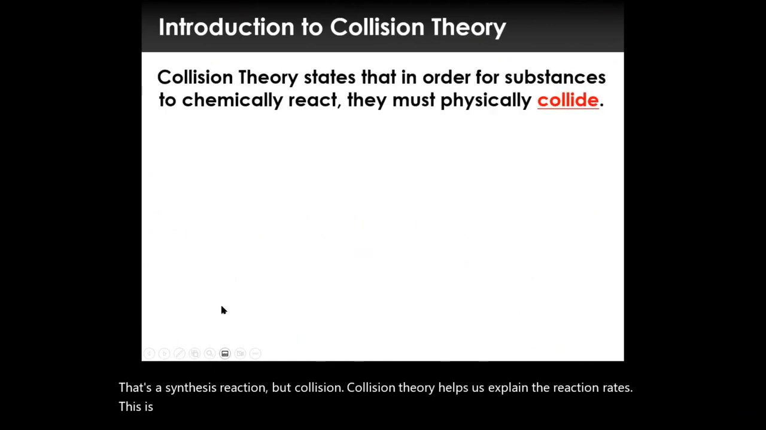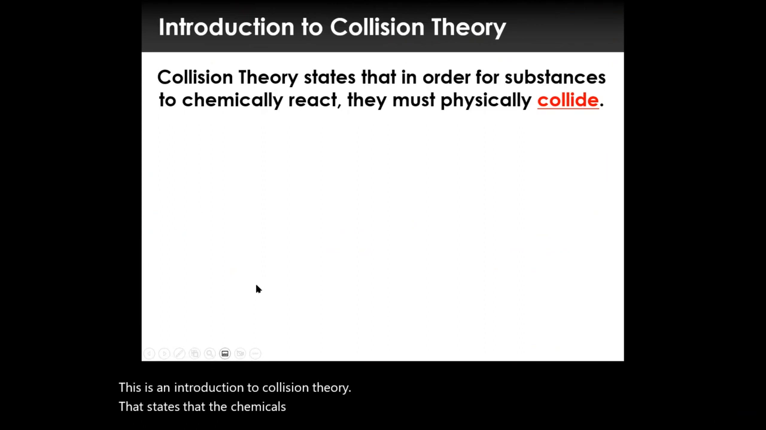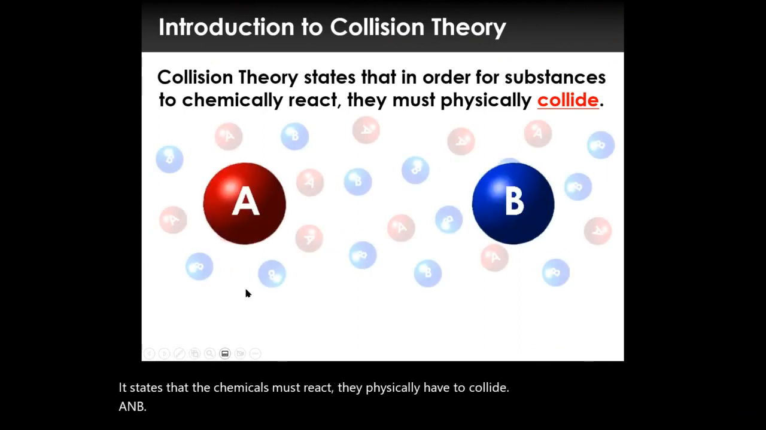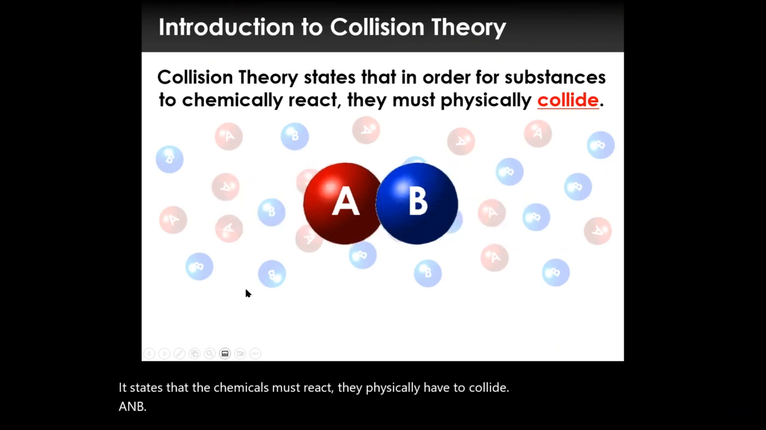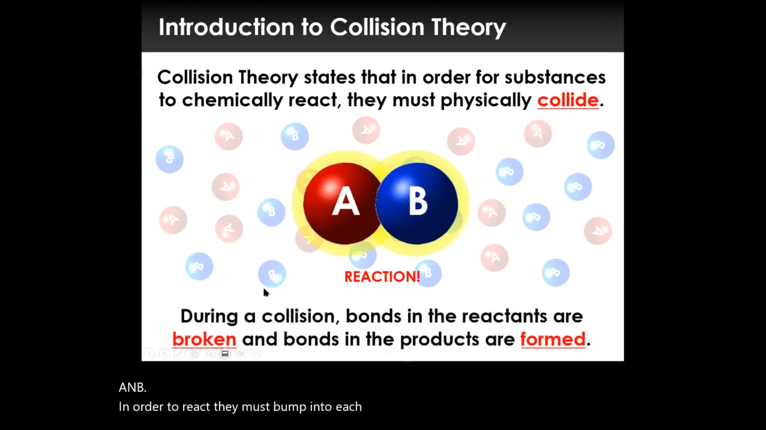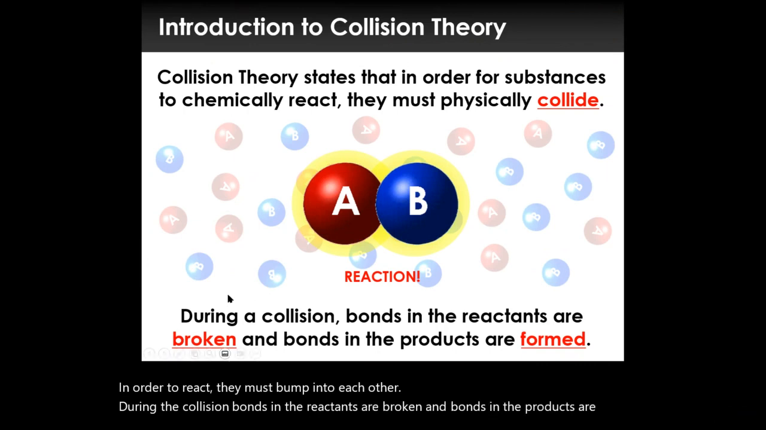This is an introduction to collision theory. It states that for chemicals to react, they physically have to collide. A and B, in order to react, must bump into each other. During the collision, bonds in the reactants are broken and bonds in the products are formed.